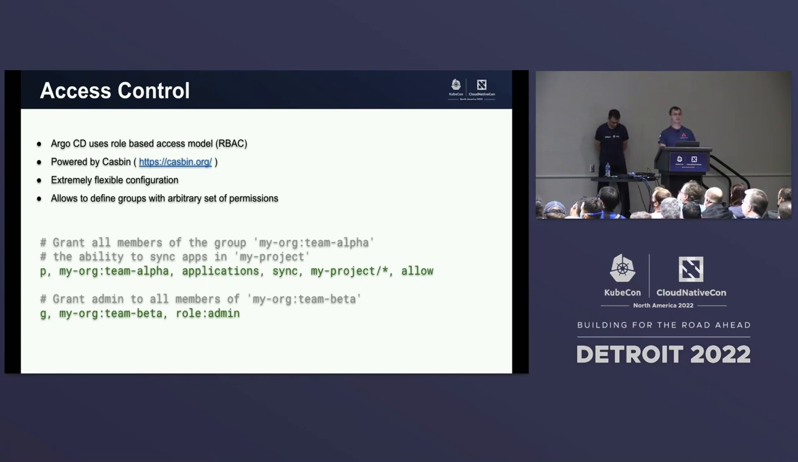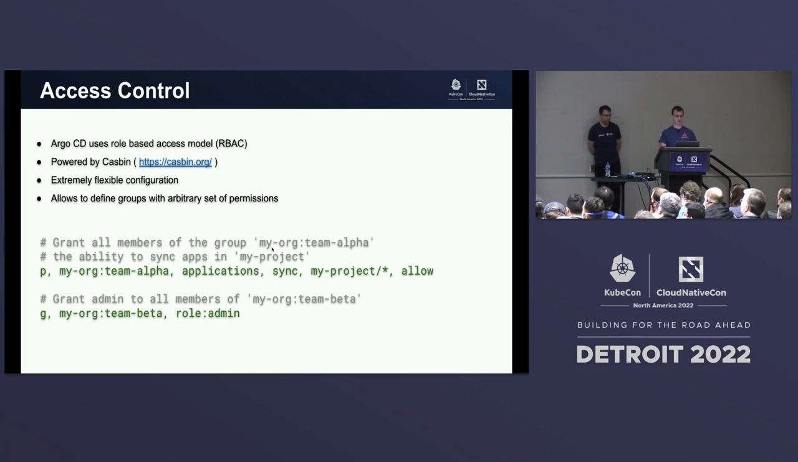Instead, Argo CD leverages an awesome project called Casbin, which is an engine that lets you manage your access control configuration. Casbin allows you to configure a bunch of access models, such as ABAC, RBAC, ACL. And so at Argo CD, we made a decision to use RBAC. This cannot be changed. However, you can use the Casbin configuration language to define RBAC rules.